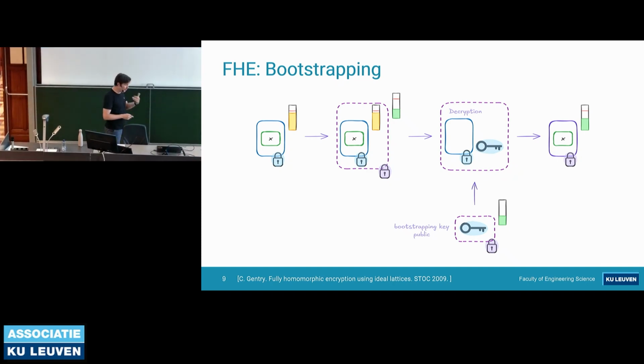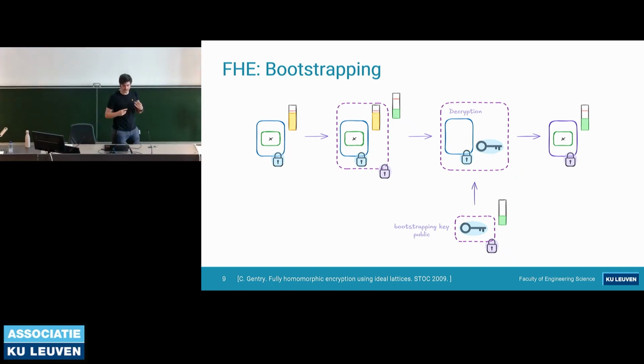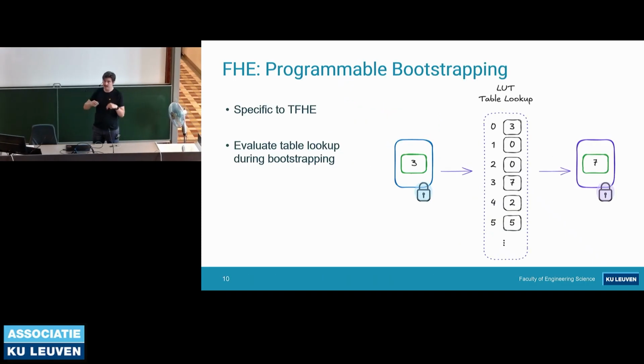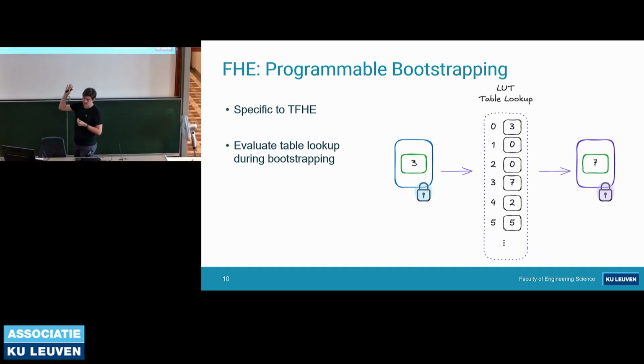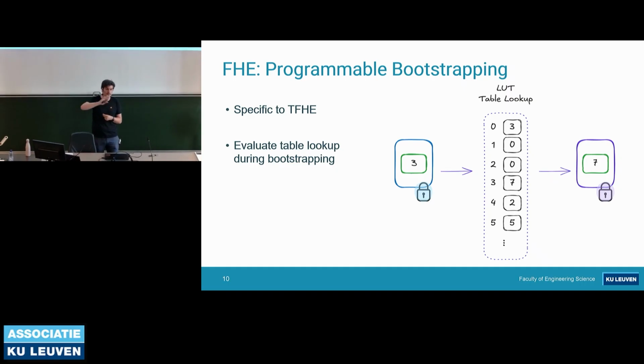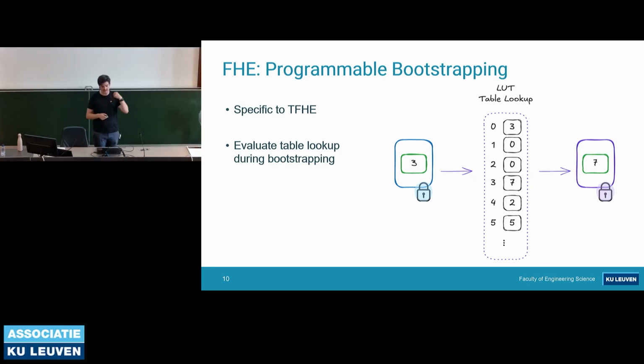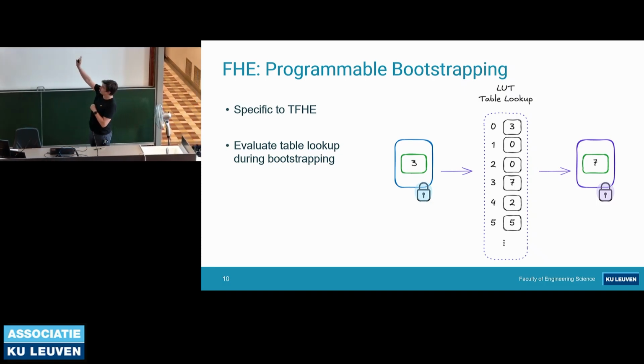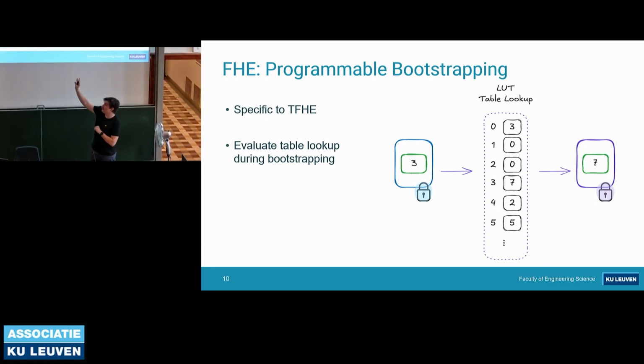And one of the cool things is that, for instance, in the TFHE scheme, you can do an additional step during this bootstrapping operation. Because of mathematical properties, the way that TFHE is built up, how bootstrapping is done, you can actually do an additional step of doing a table lookup during this bootstrapping operation. This is also the core why TFHE can do completely arbitrary functions.